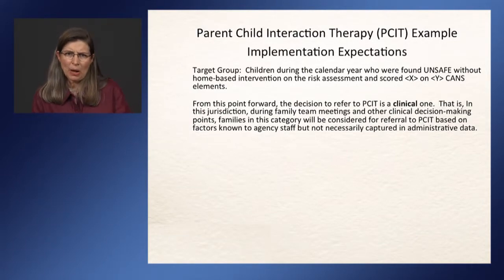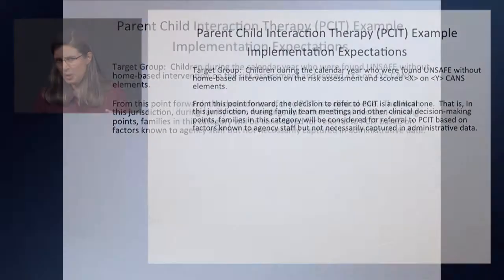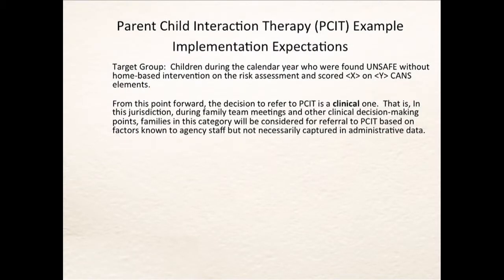So let's map out the implementation expectations for this program. And this is the kind of thing that we're advocating that you do as well when you're thinking about undertaking an evaluation. So we know who the target group is. It's children who are going to enter during the calendar year who were found unsafe without home-based intervention on the risk assessment and scored the specified scores on the CANS elements. And we know that from that point forward, it's going to be a clinical decision to decide whether or not children and families should be referred. So we can map this out in the following way.